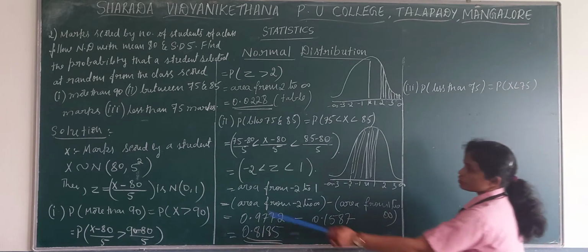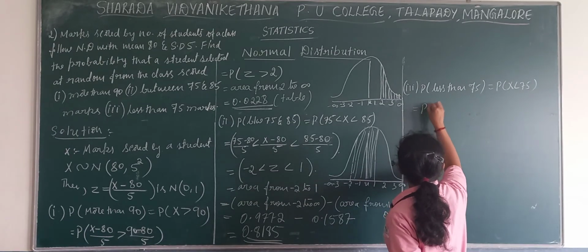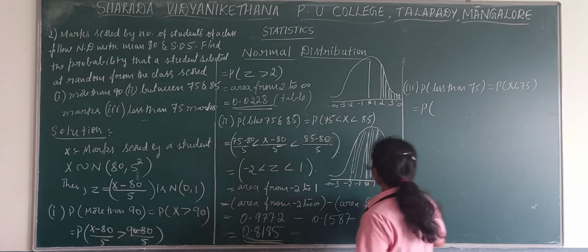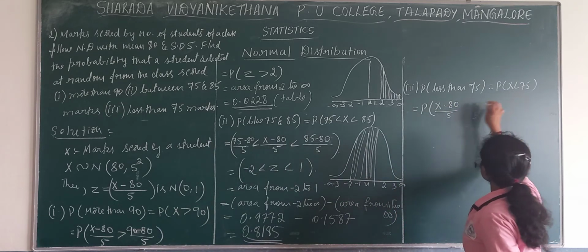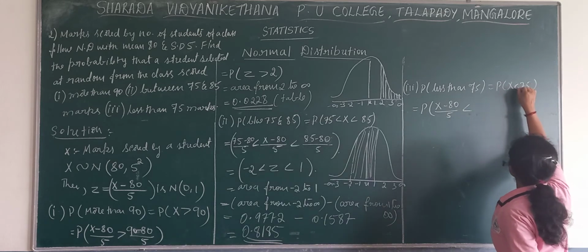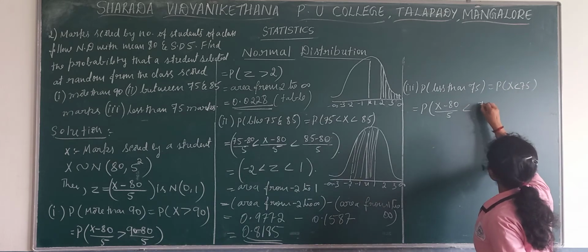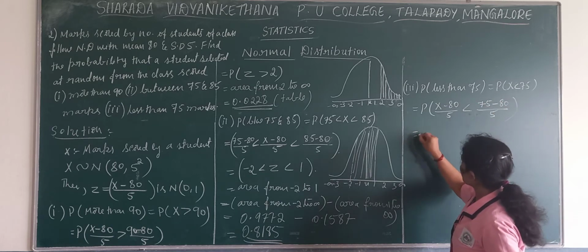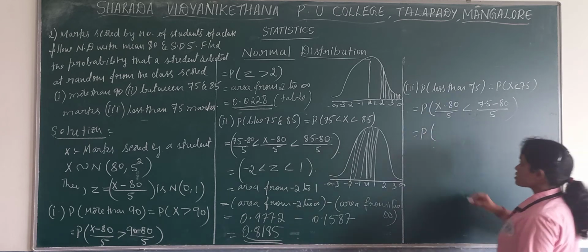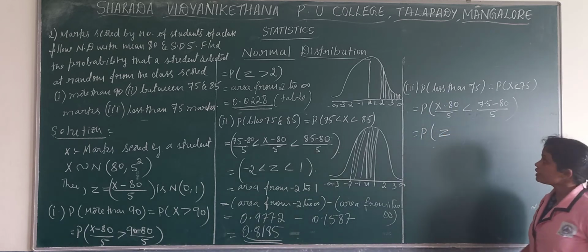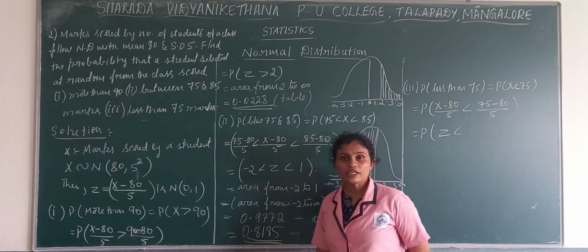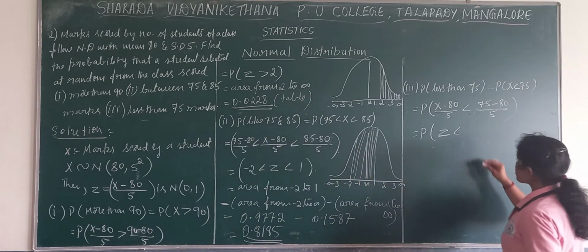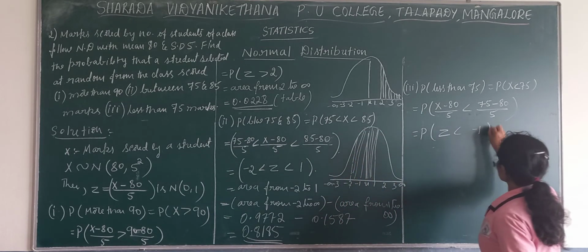Now substitute into the formula here. P of X minus 80 divided by 5 is lesser than, once again take the place of x, 75 minus 80 divided by 5. Now, this we know is the standard normal variate z is lesser than 75 minus 80 by 5. We get there minus 1.